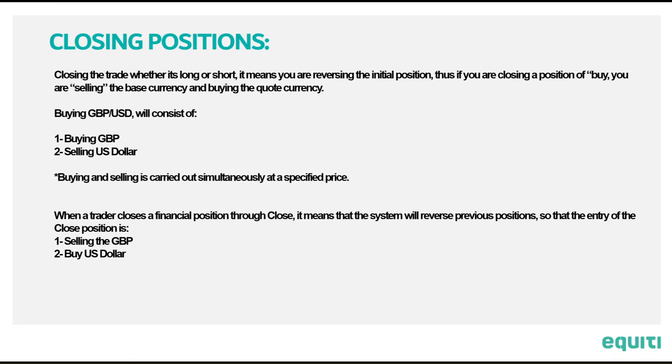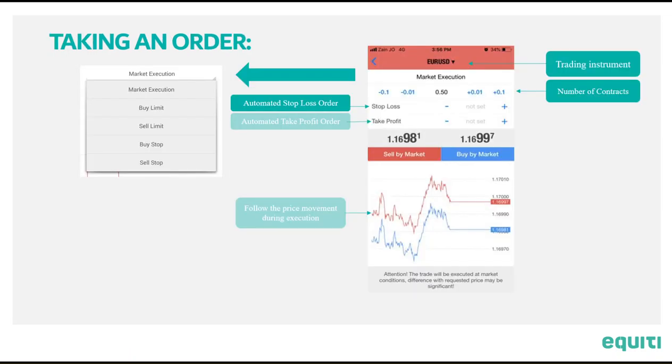When a trader closes a financial position, it means that the system will reverse the previous position, so the entry of the closed position is selling the GBP and buying the US dollar. And this is why market prices are constantly moving up and down, even if it's just by a limited number of pips, because people are constantly buying, selling, and closing positions, which also impacts the price movement. So this is a mobile phone screen for your market execution. It's very simple to use.